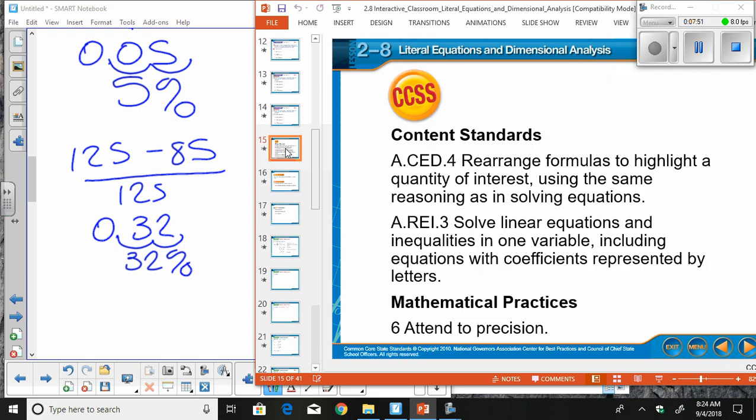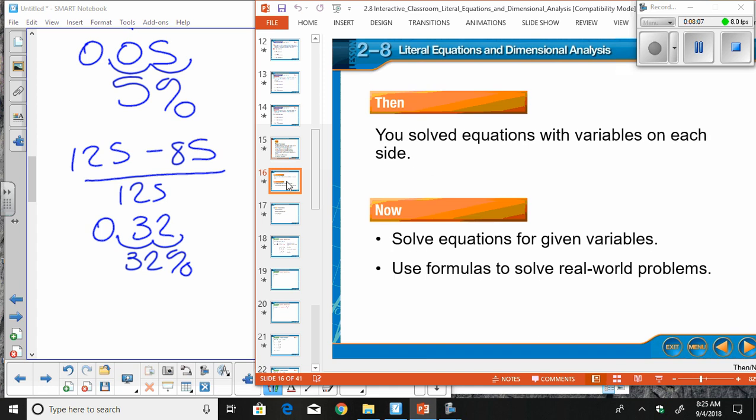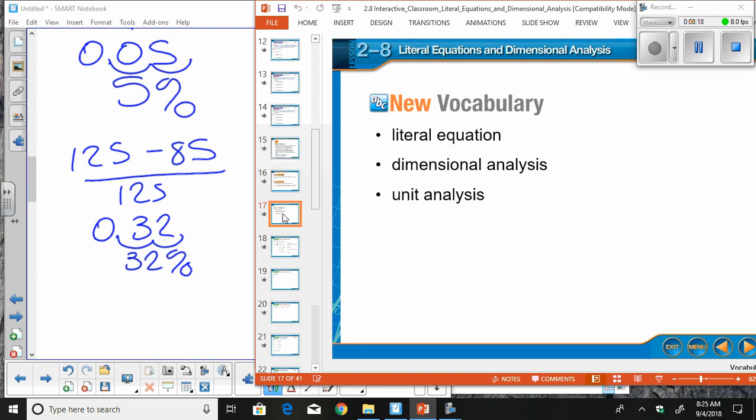So here's our content standards: rearrange formulas, solve linear equations, and attend to precision. Precision usually means that we are looking at how many decimals we have and what units we're using, how precise the units are. You solved equations with variables on each side before, and now we're going to solve equations for a straight variable. So we're looking for x, we're looking for r. Use formulas to solve real-world problems. We've talked about these words: the literal equation, dimensional analysis, and unit analysis, and how dimensional analysis and unit analysis can be very much the same thing.